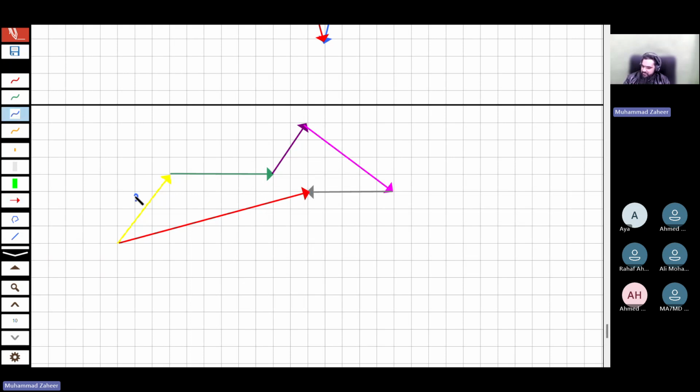Let's say this is A, this is B, this is C, this is D, this is E. So this is basically the addition of A plus B plus C plus D. The red one shows the final one. When you have to find it, you have to join the tail of the vector with the head of the last vector.